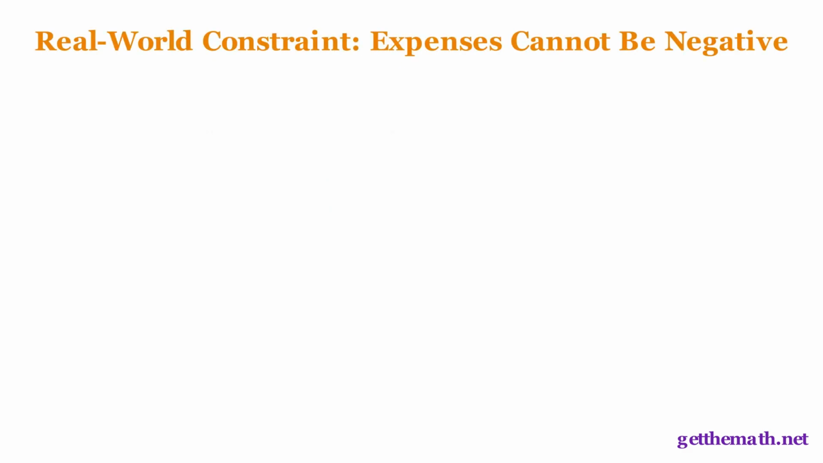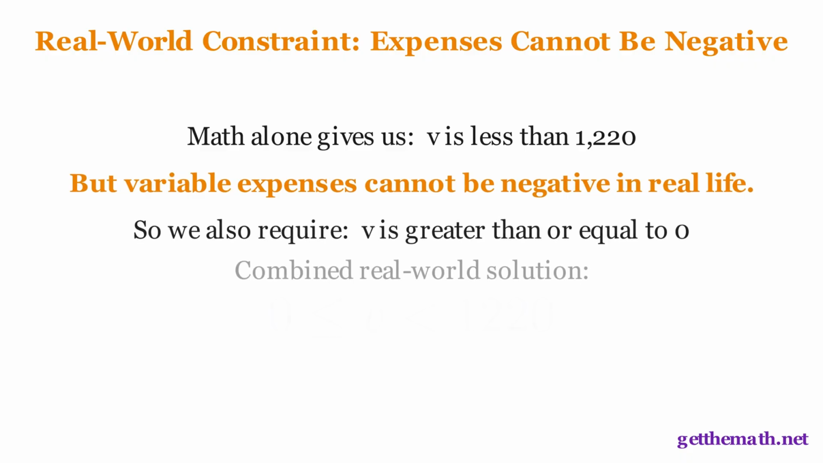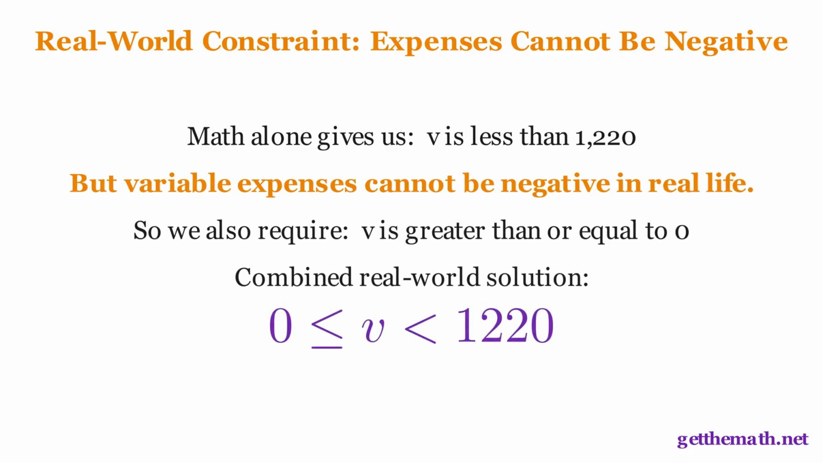Now here is an important real-world consideration. Variable expenses cannot be negative. So we also require V to be greater than or equal to 0. Combining both conditions, the full solution is V is greater than or equal to 0 and less than 1,220.